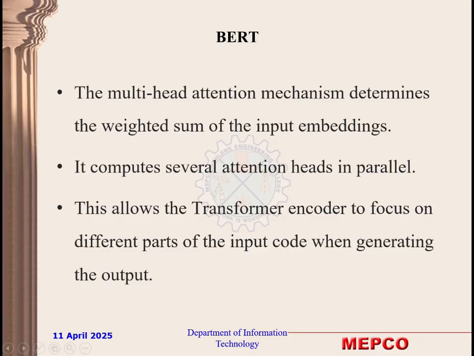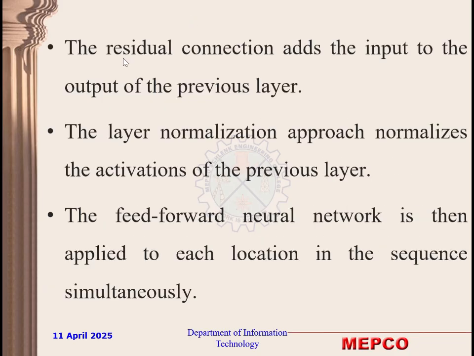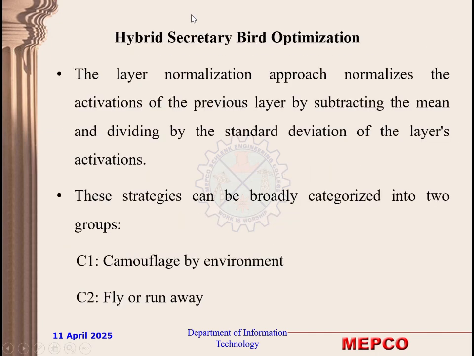And then the BERT: the multi-head attention mechanism determines the weighted sum of the input embeddings. It computes several attention heads in parallel. It consists of residual connection, layer normalization, and the feed-forward neural network. The next process is hybrid secretary bird optimization. This technique selects the most relevant features and eliminates others from the 768 dimensional feature vectors, reducing the dimensionality of the input data. This consists of strategies which are categorized into two groups: camouflage by environment and fly or run away.